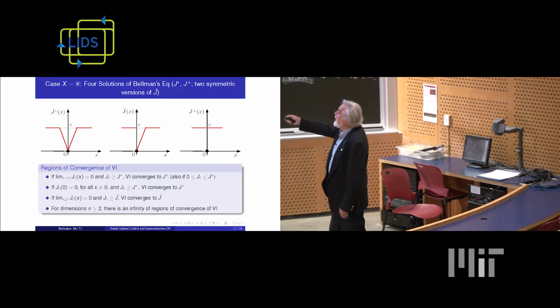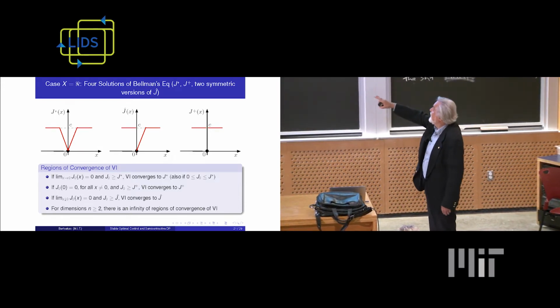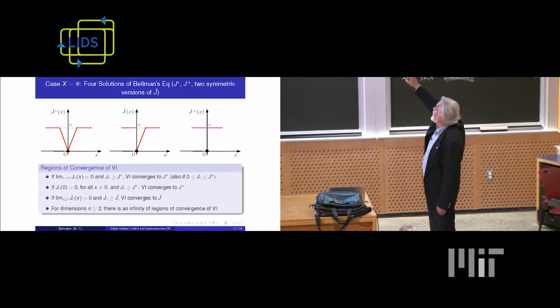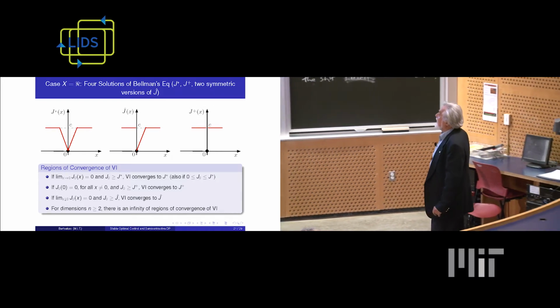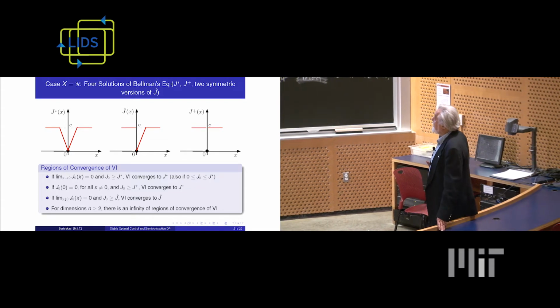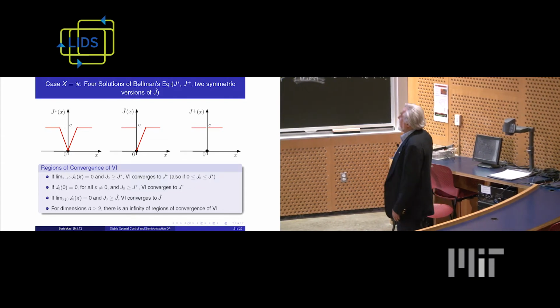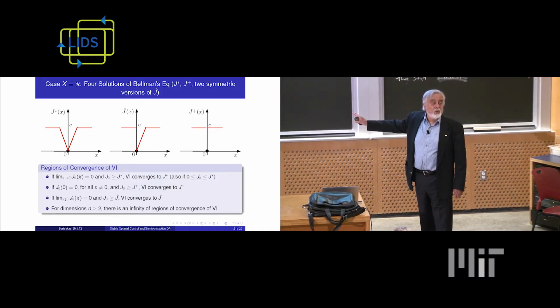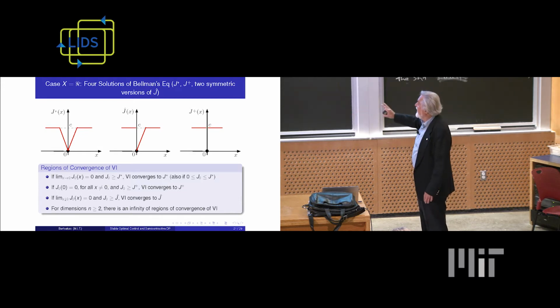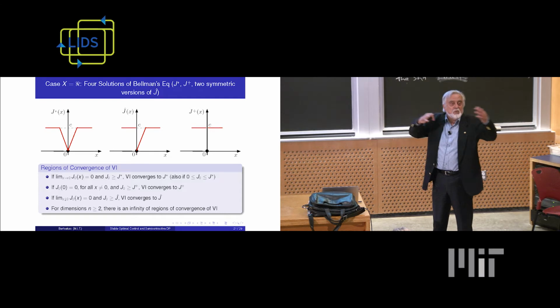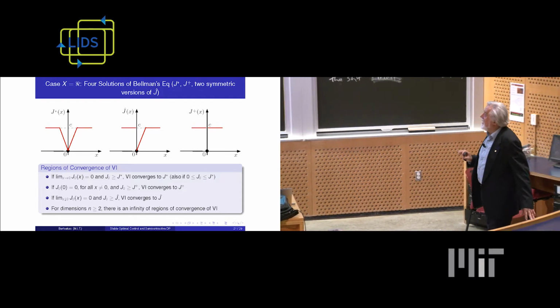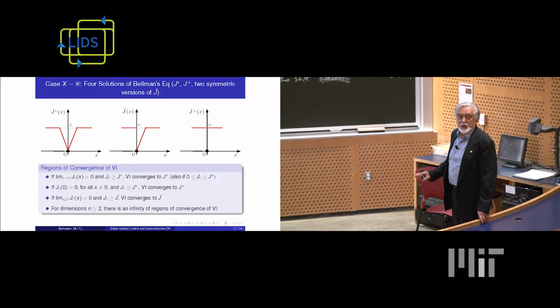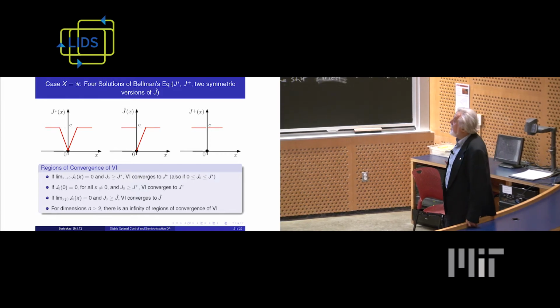And the forcing functions here are the ones that are continuous at 0 on the left, greater than constant on the right, and constant on the left, and right continuous at 0. So there are only 4 solutions here. For dimensions greater than 2, there's an infinity of regions of convergence, an infinity of solutions of Bellman's equation, an infinity of Lyapunov functions tailored to particular stable policies. And it's a simple example that conveys all the complexities that can occur in this framework.